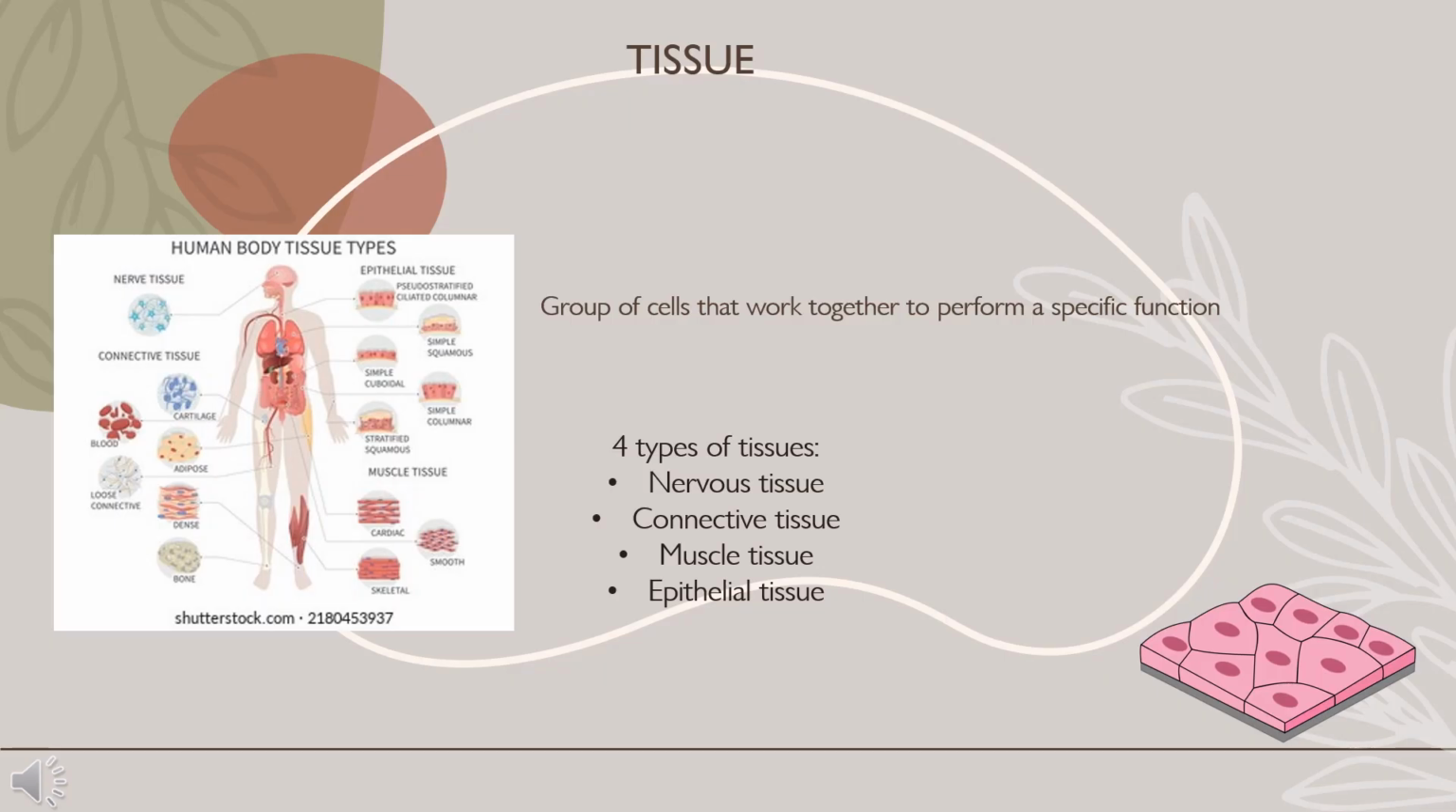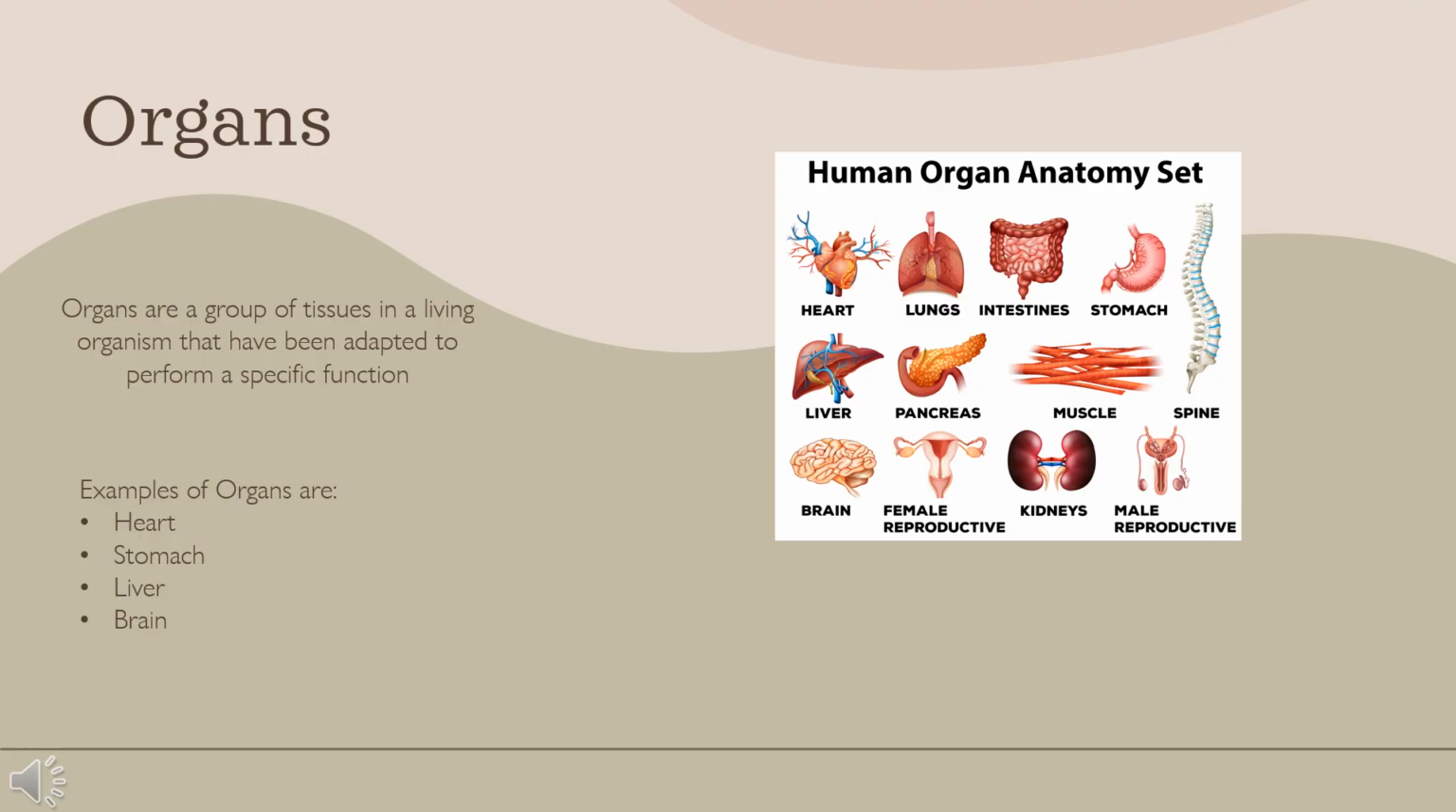A tissue is a group of similar cells that work together to perform a specific function. There are four major types of tissue in the body: nervous tissue, connective tissue, muscle tissue, and epithelial tissue.